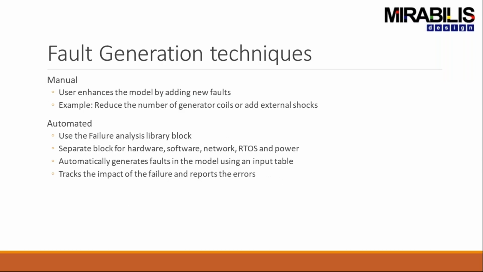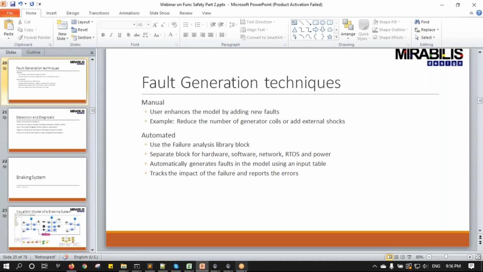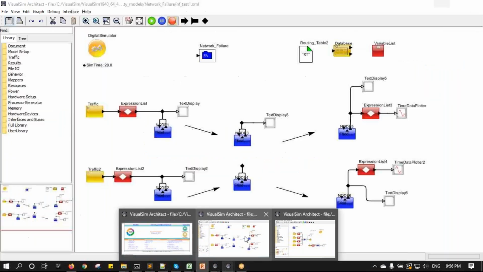Moving on, fault generation techniques. Here we will be looking at how we can generate faults in a virtual environment. There are two ways mainly. User can add them manually. We have failure injection blocks, which will inject failures automatically. And user can select the failure type from a pull down menu, and then the failure will be injected in the system. So let me show you the model for the network failure.